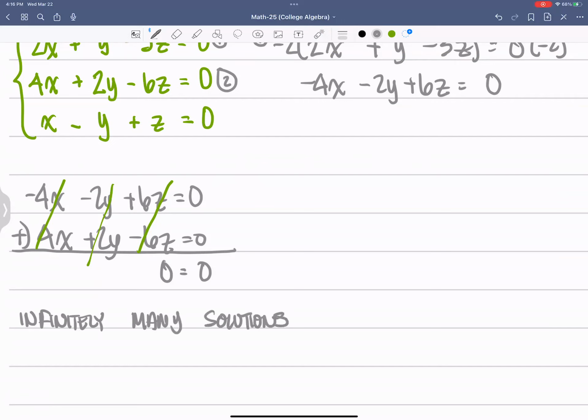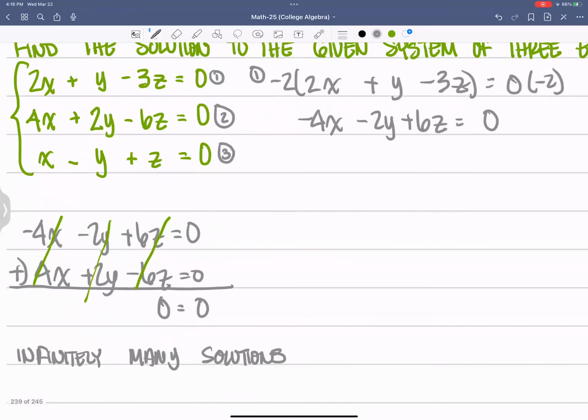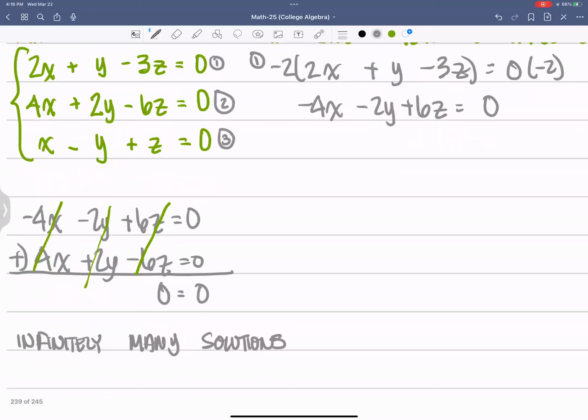Because we have infinitely many solutions, we have to write everything in a way that shows what all the different possibilities are. Since equation 1 and equation 2 are technically exactly the same, we're going to use equation 1 just because it has fewer multiples. We still have to see where the other equation lands, so let's use equation 1 and equation 3.